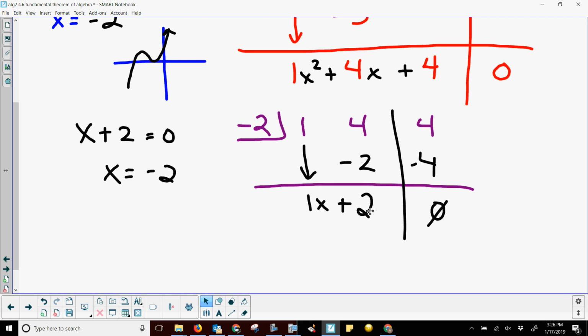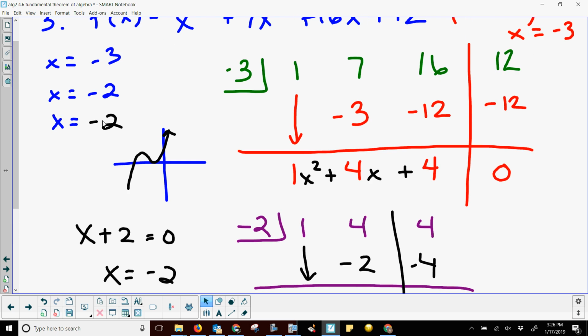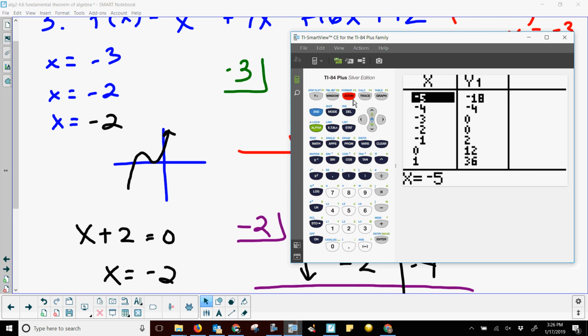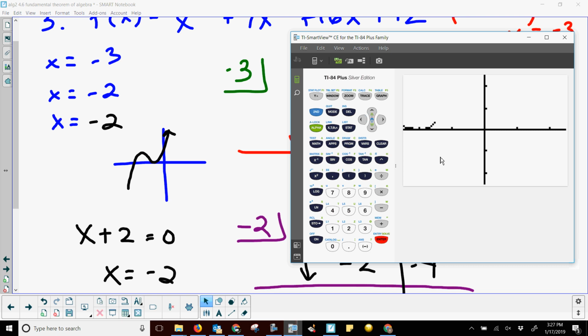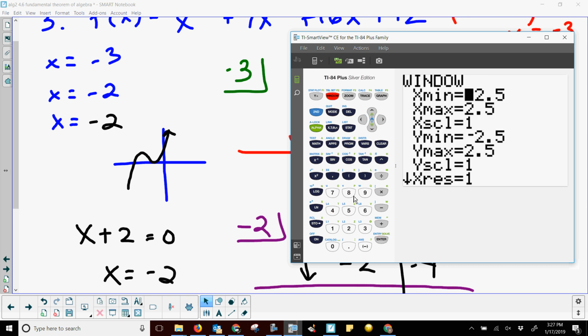Building back up, constant x squared, which I did here, constant x squared. This is just x plus 2. And to find my last answer, I just set what got left equal to 0, which means actually -2 got used twice. So if you zoom in really close, and actually let me show you. Zoom in, you can see, oh no, let me change this real quick to like a -5.